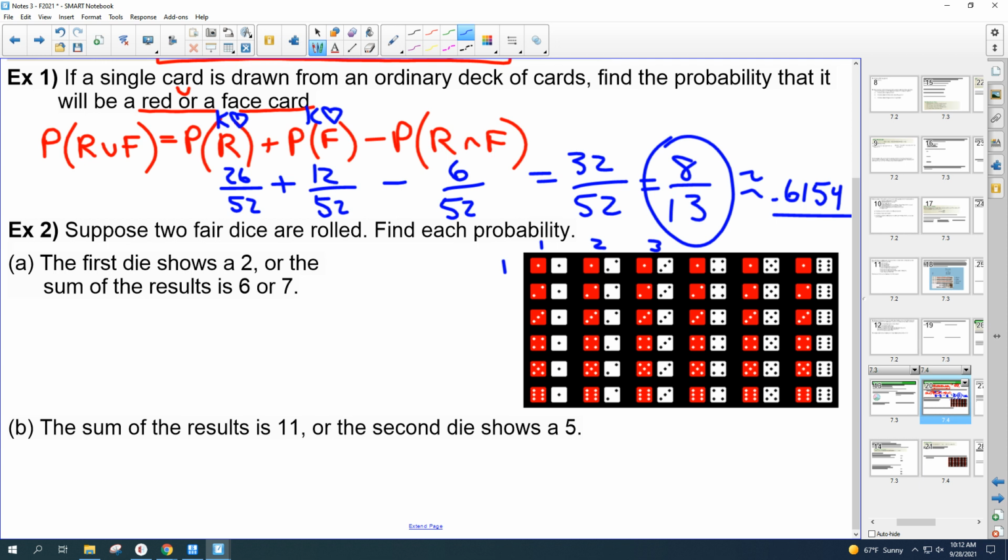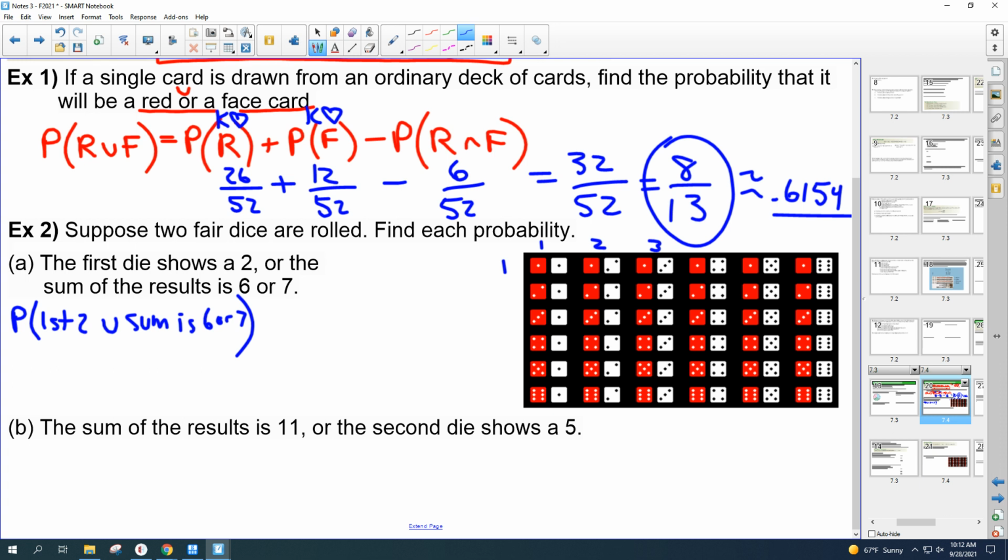So we want to find the probability that the first die shows a 2, or the sum of the results is 6 or 7. Okay, so I'm going to write it like this: probability that the first one is a 2, or the sum is 6 or 7. All right. So that looks like the union rule.